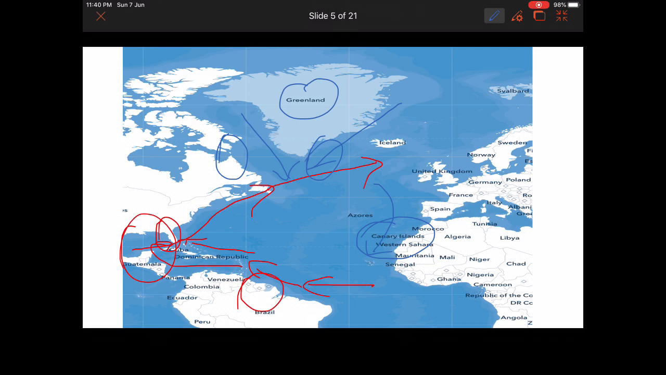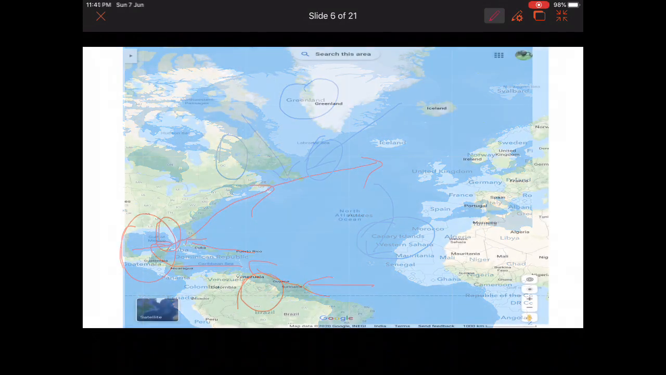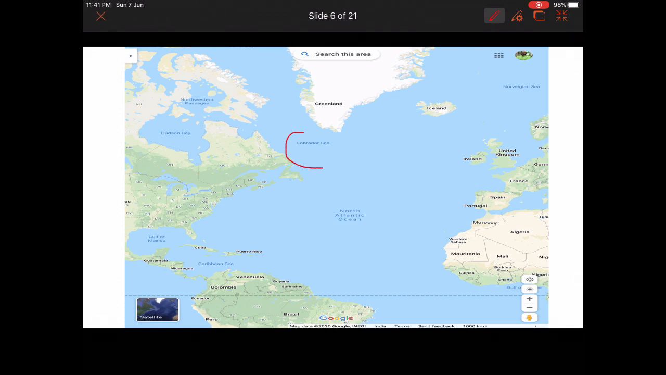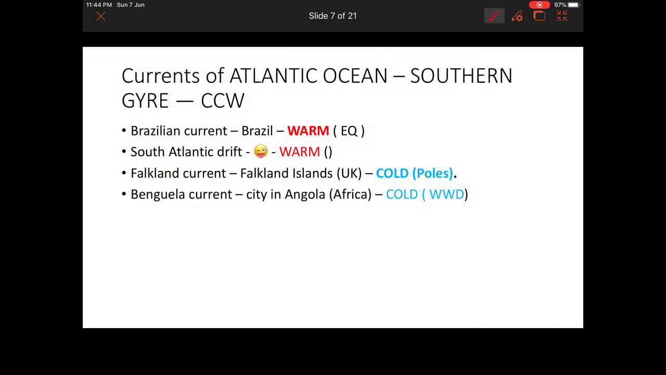See guys, this is the logic we have to apply in case of ocean currents, to find whether it is warm or cold and how it gets its name. Here you can see Labrador Sea, and here you can see the Labrador part of Canada. And here it is Florida, and here you can see Gulf of Mexico. See guys, the same logic applies to the southern part also. Brazilian current gets its name from Brazil, and South Atlantic gets its name because it is in the southern part of Atlantic.